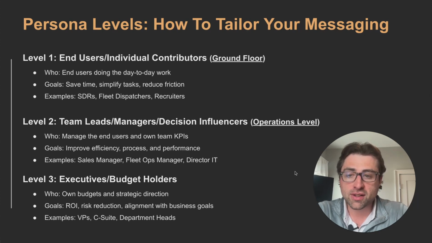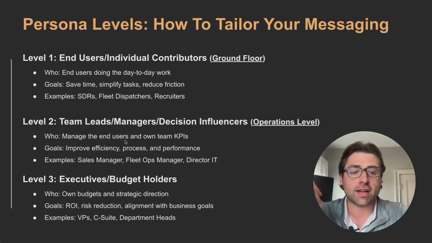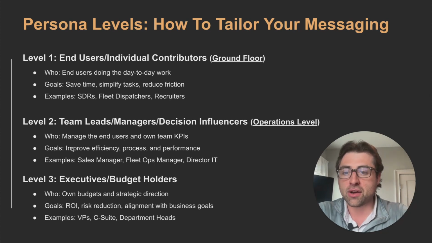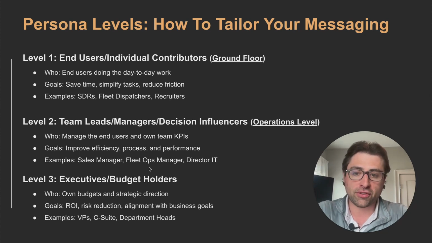Level 2 is more team leads, managers, decision influencers. They're more at the operations level. They generally manage the end users. So this, for just sticking with the SDR example, would be like a director of business development. They do care about the manual processes, all things equal. They want things to be easier for us and for us to be more efficient, but they're really focused on the team KPIs, like how's the org in terms of pipeline generation compared to last year? Is it growing? What percentage of these opportunities are converting to actual closed deals, things like that. So their goals are usually around improving efficiency for their teams, processes, and performance. And here's some examples like sales managers or directors, fleet ops managers, directors of IT.